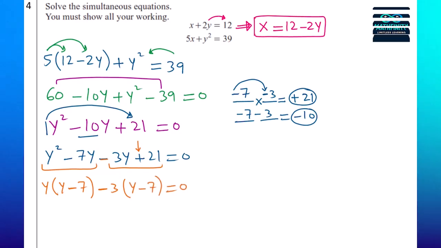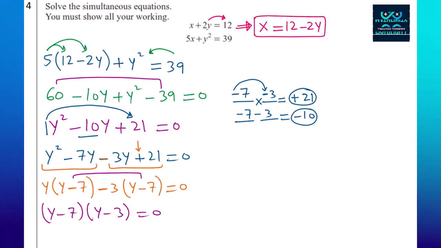In this way, we can observe the brackets are same. These two brackets are same. It means we did everything correct till here. So we have to write y minus 7 and y minus 3 equal to 0. From here, we can form both factors equal to 0. So y minus 7 equal to 0 or y minus 3 equal to 0.